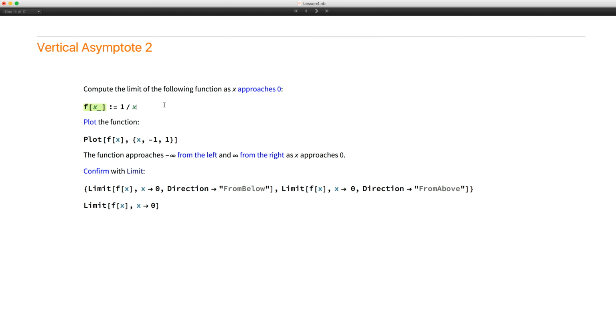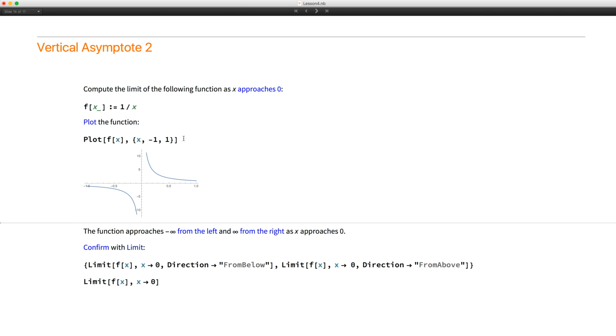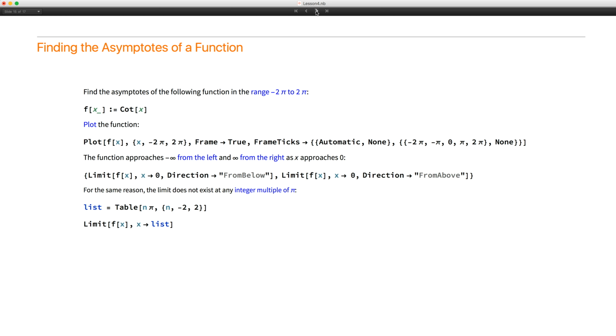So here's f of x equal to 1 over x, and if you plot it between -1 and 1, then at 0, you have a different behavior on the left and the right. On the right, it approaches plus infinity. On the left, it approaches -infinity, and you can confirm that with limit. So you see the limit does not exist, and what you have is a vertical asymptote of a slightly different kind. Okay, so the question is, how do you find asymptotes in general?